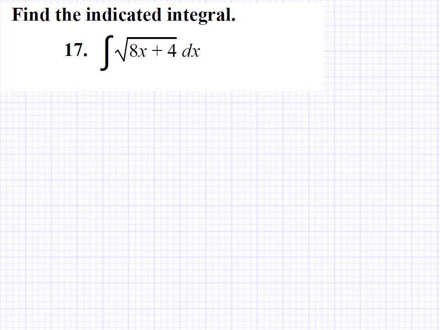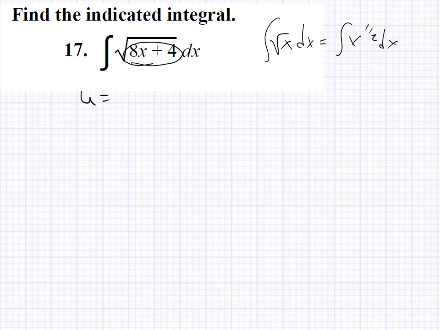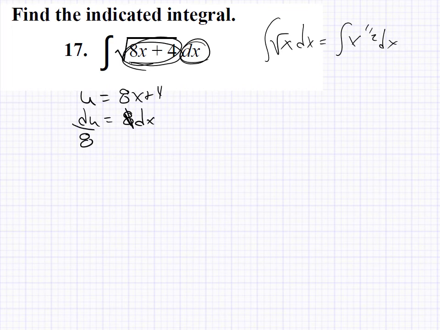For this one, we're going to have to use a little bit of substitution. If it was just the square root of x that we were integrating, we could write that as x to the 1/2 dx and then use the power rule, but it's not. It's 8x plus 4. So I'm going to let u equal 8x plus 4. Du is going to be 8 dx. But if I pull this out, there's not an extra 8 with the dx that I can use. So I'm going to swap that 8 to the other side by dividing it.